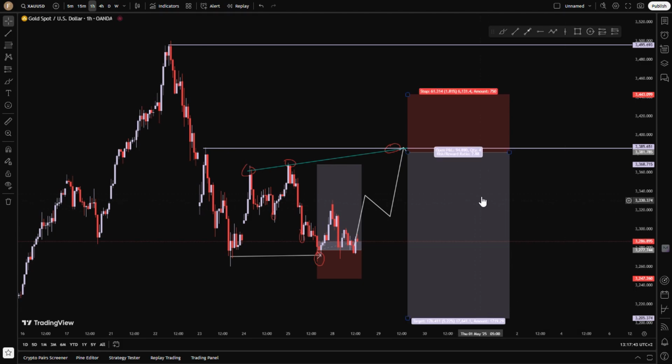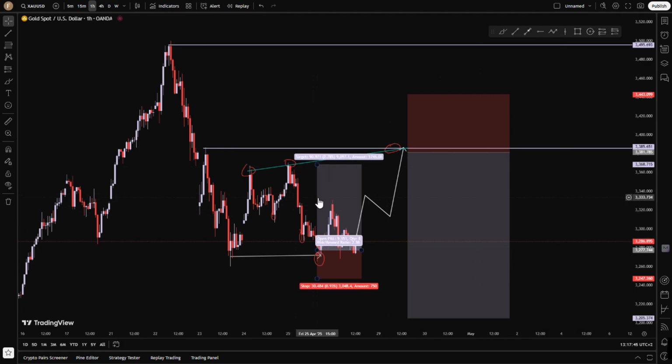So yeah, guys, this is it for me today. This is the live market. As you see, I already analyzed. So now let's wait and see what is going to happen in the market.